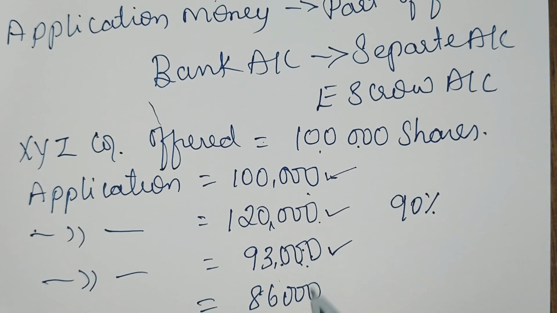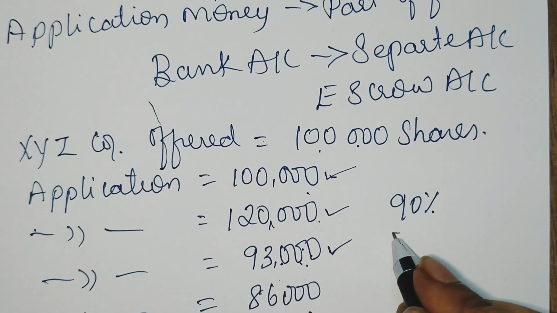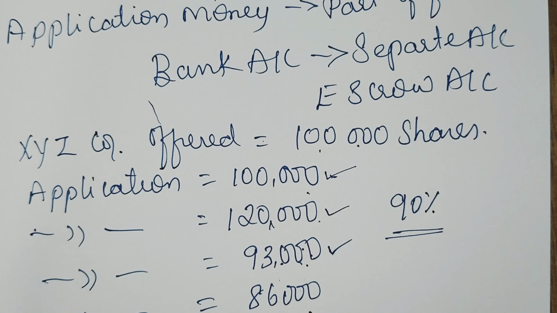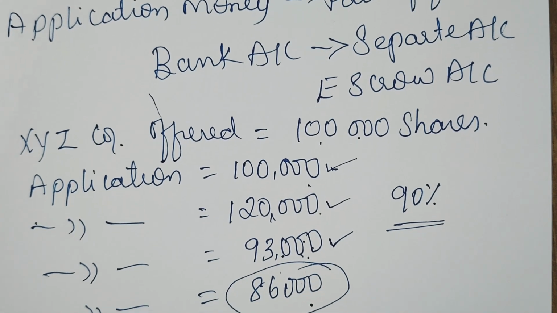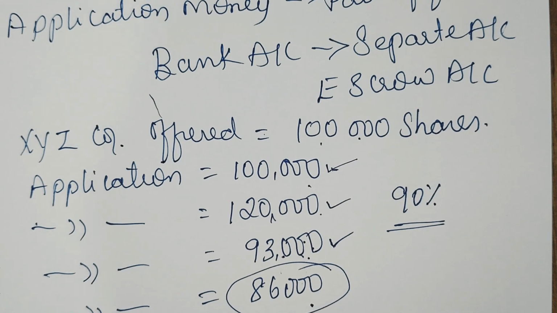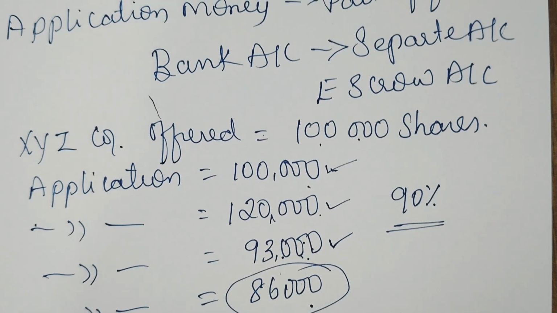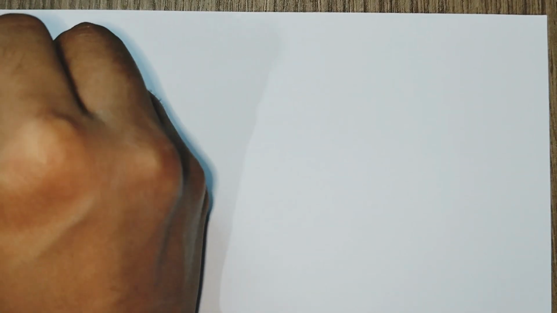93,000, this is reached, but 86,000. Why? What happens if they are not meeting the minimum subscription? Then they have to refund the entire money. Who made this rule? 90%.